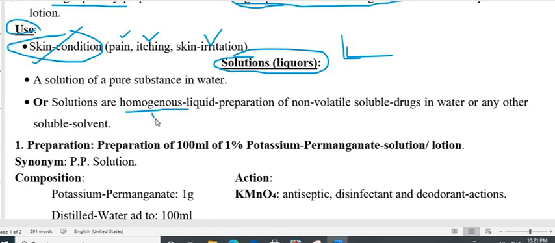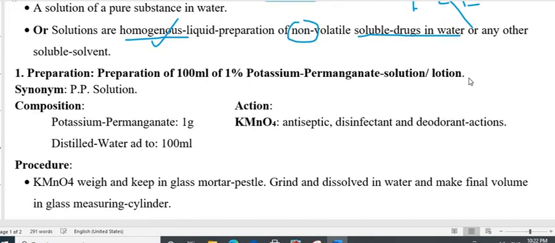So usually the lotion, liquor or solution are homogeneous liquid preparations with drugs that are usually non-volatile in nature, which is usually soluble in the water, and that is why the preparation is homogeneous in nature. The important thing about the solution or liquor is that it is used for both internal as well as external use. So this is very, very important and interesting.